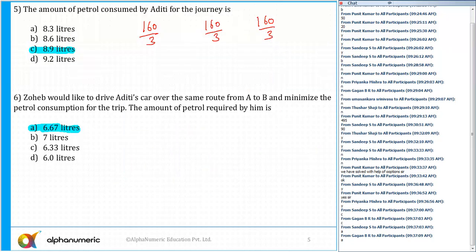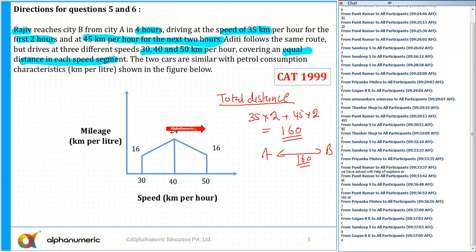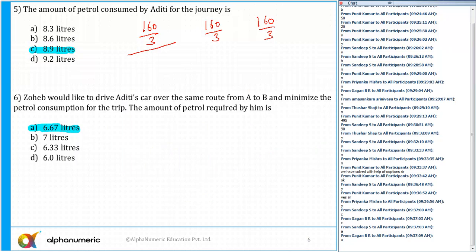So petrol consumption will be 160 by 3 divided by 16, plus 160 by 3 divided by 24, plus 160 by 3 divided by 16, the addition of these 3 values. Solve this, you get the answer as approximately 8.88 liters. So the answer is option C. Is that clear to all of you?